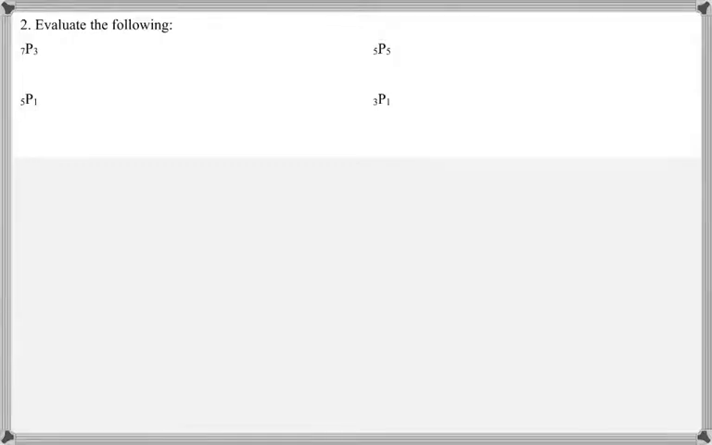Number 2 wants us to evaluate the following permutations. So 7P3 stands for how many ways there are to select 3 objects from a group of 7 objects, and the order in which you select them is important. So we have a calculator function to find this.